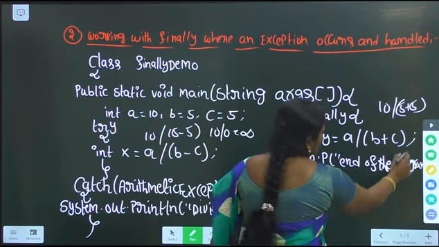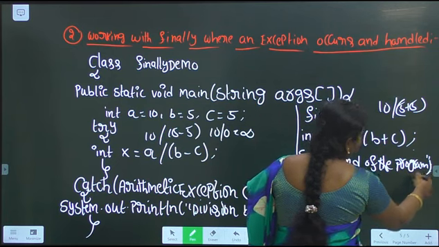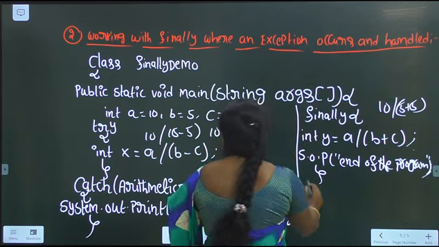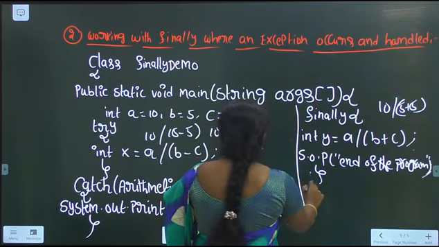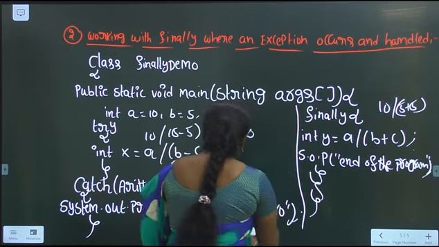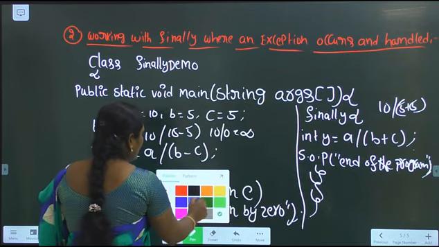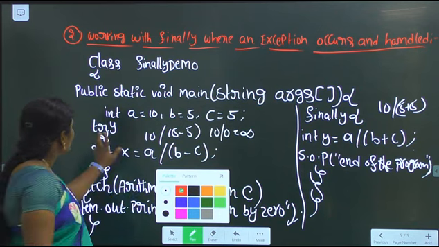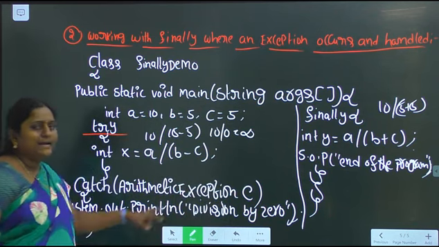After that, semicolon. After that I am closing the finally block, the main method body and the class body. So here let us see the programming. Here, the try block identifies the exception.